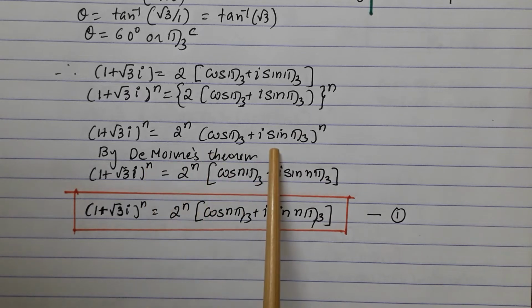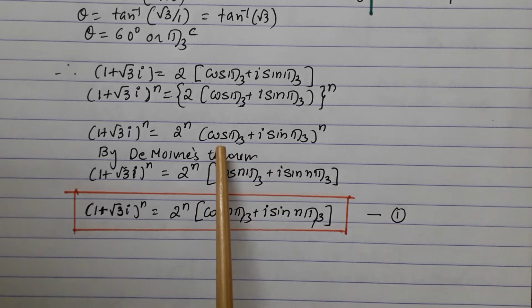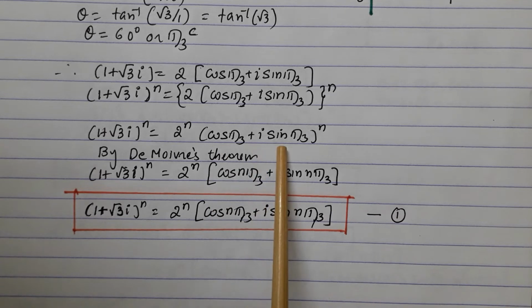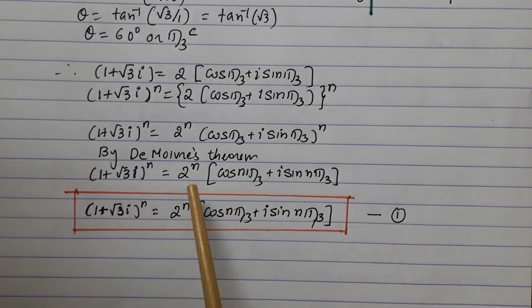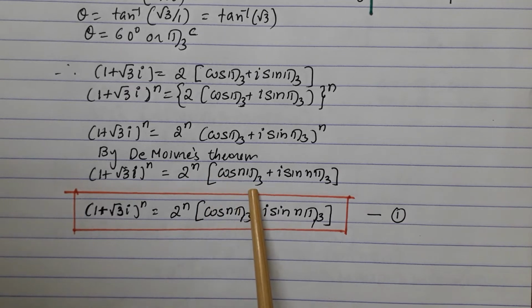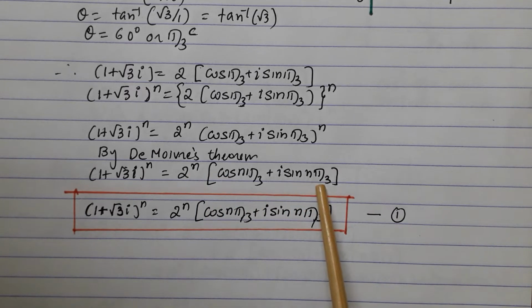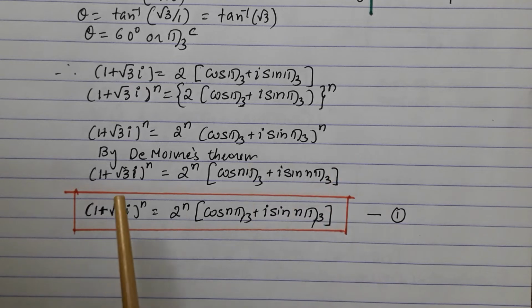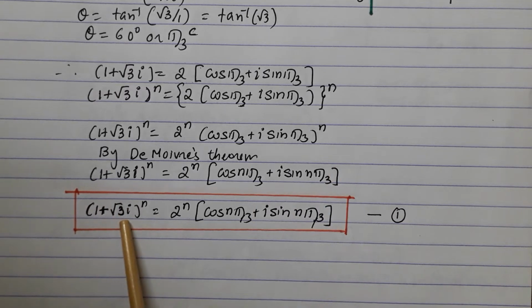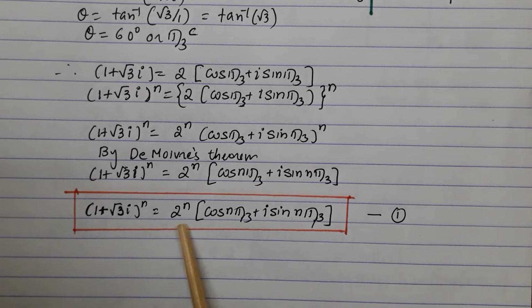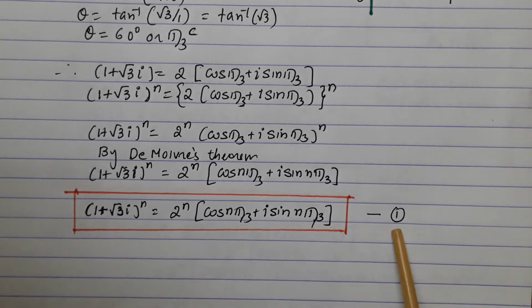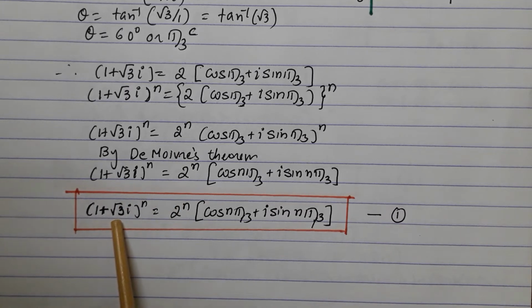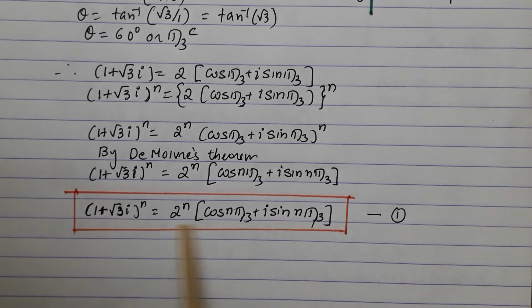So now we can apply De Moivre's theorem as we have the number in the cis form. So (1 + √3i)^n is 2^n (cos nπ/3 + i sin nπ/3). Ultimately we can write this as (1 + √3i)^n = 2^n (cos nπ/3 + i sin nπ/3), and we can call this 1. So we have now written this first complex number in its polar form.